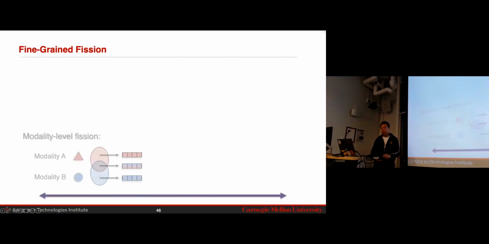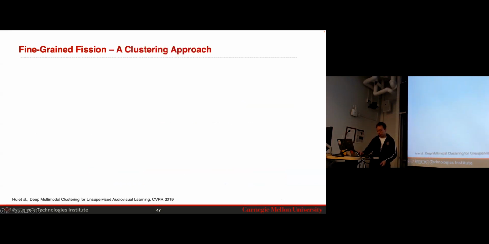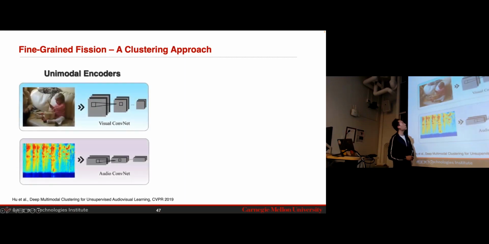Okay. And just one last 5 minutes on this fine-grained fission. It is not commonly seen that much, but modality level fission only looks at it at the modality level, shared, unique, and so on. Fine-grained fission can go much more fine-grained to actually discovering individual clusters in your data. And well, thank you to the student for mentioning clustering. A lot of works in fine-grained fission are going to do clustering in some representation space.